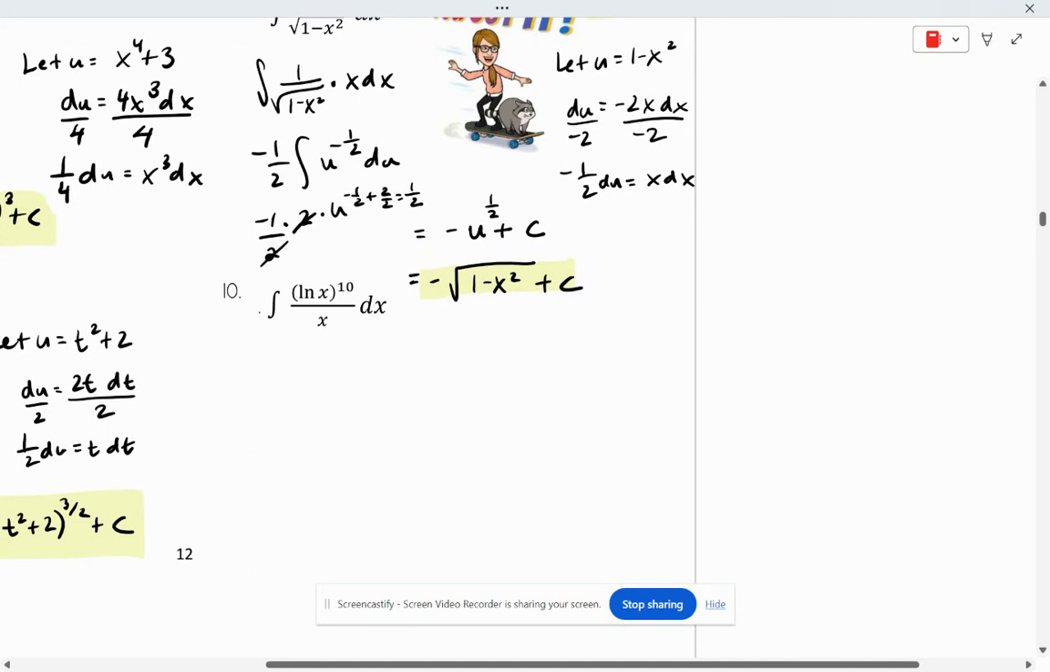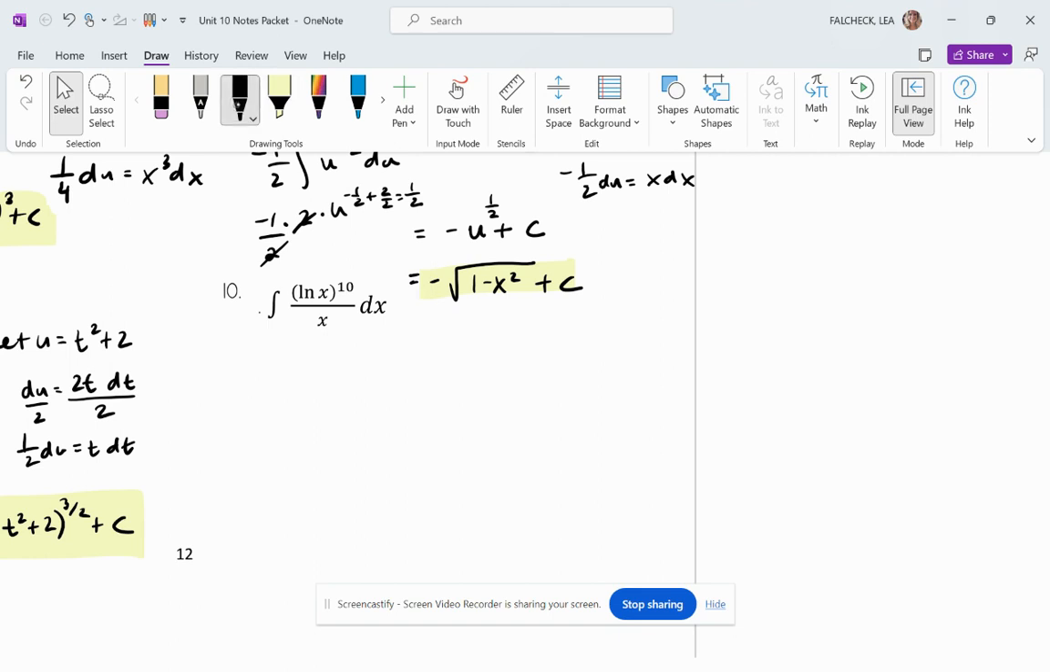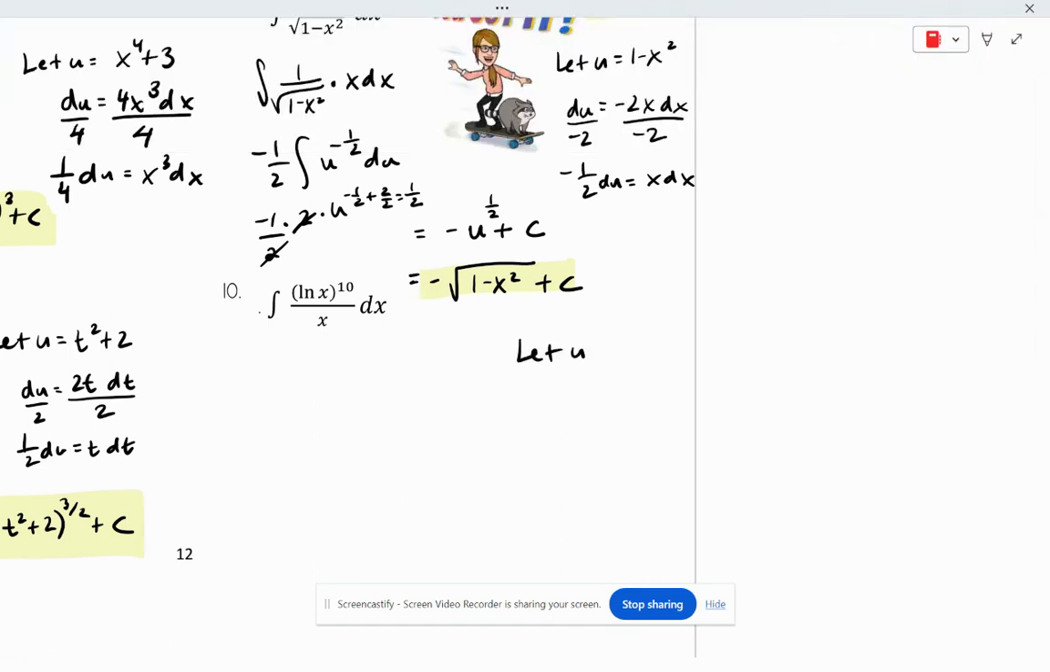Oh, 10. Are you ready for 10? What do you think we should do first? U equals ln x. I like that idea. When I let u equal the ln of x, what's du going to be?